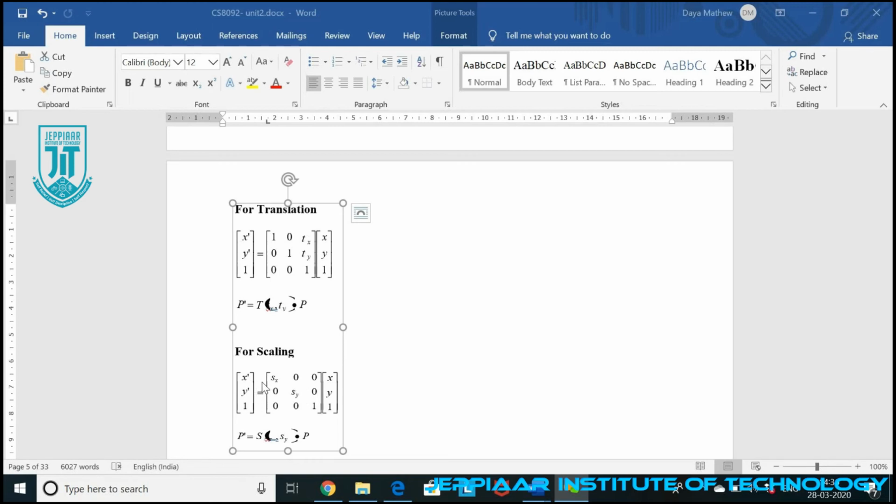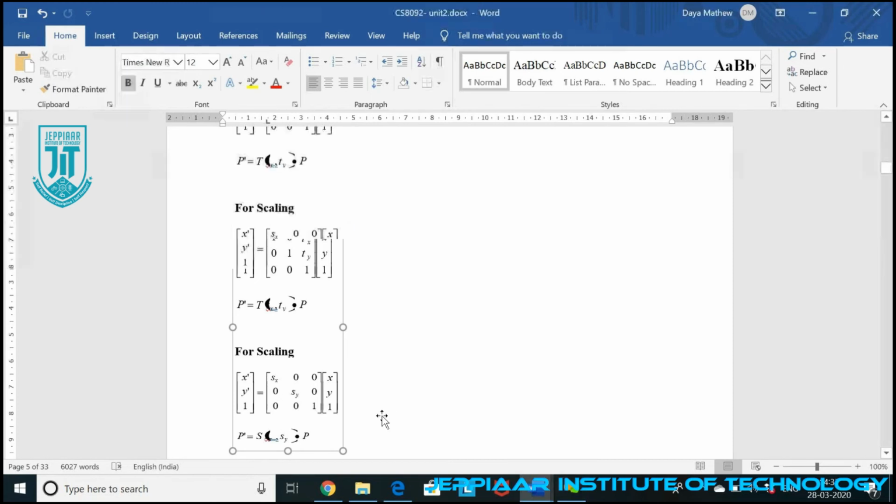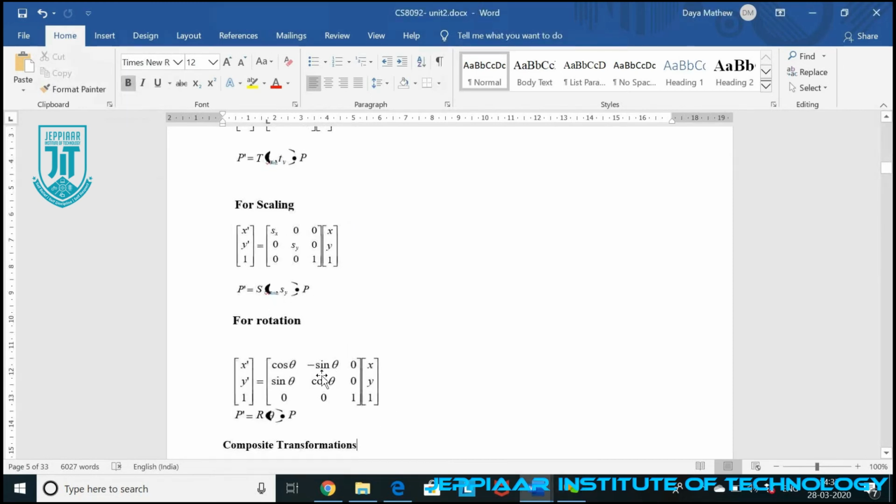Now for scaling, how it changes is x dash, y dash, 1 is equal to a matrix with sx, sy, and 1 on the diagonal. So this is the change for scaling. Now for rotation, it is the same matrix, the only thing is you are adding 1 at the end. That is the rotation matrix. So these are minor changes when you include a dummy coordinate.